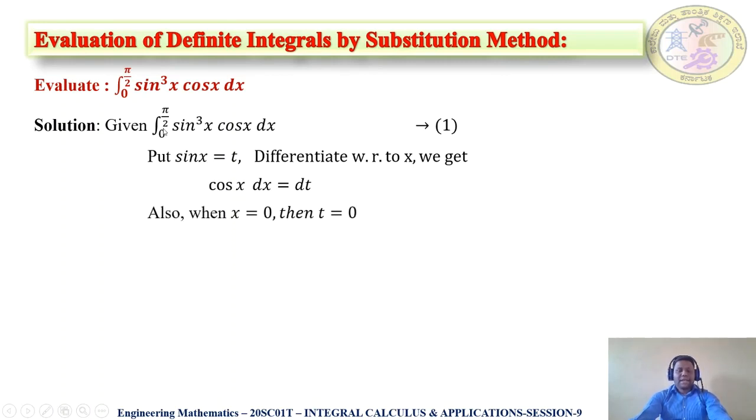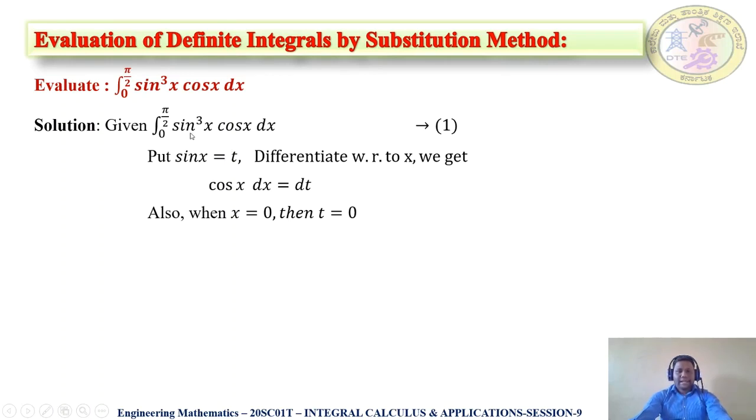Also when we are using definite integrals, just differentiating is not enough. The limits they have given, we have to change those limits as well. They have given x varies from 0 to pi by 2, but since we have taken t instead of sin x, here the limits also change based on this concept. So when x equal to 0, t is equal to sin 0. What is the value of sin 0? 0. Therefore when x is equal to 0, then t is also 0.